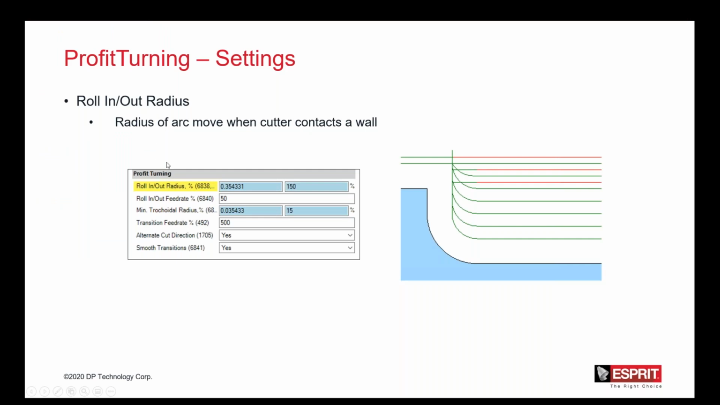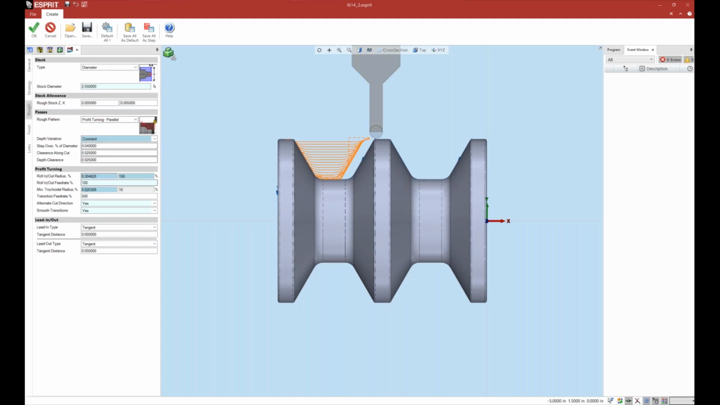Okay, and profit turning. So here's where we can control the roll in and roll out radius in the operation. You can see we'll have an option to set as a percentage of the radius or the actual size of the radius. And I have this at parallel, and right here, we can see our profit turning section, and then here is the roll in, roll out radius. You can change that as needed.